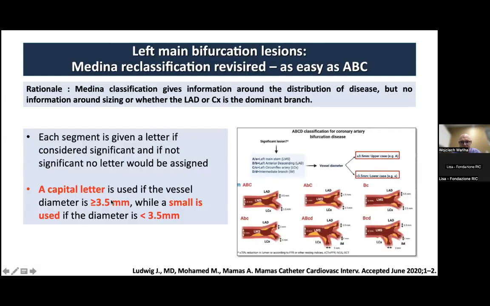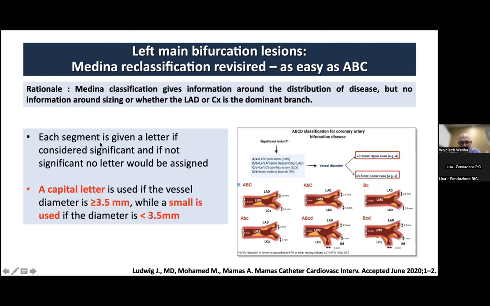The Medina classification is not the only classification which assesses the bifurcation lesion. We also have a quite interesting and new classification, the ABCD classification for coronary artery bifurcation disease, because it gives us much more information than the Medina classification. The Medina classification gives us information about the distribution of disease, defined as stenosis of more than 50%. Here we have the definition of stenosis of more than 70%, and the ABCD classification gives us much more information.